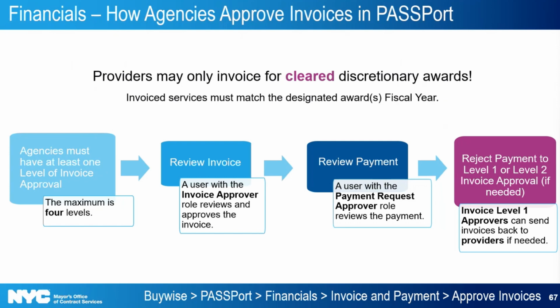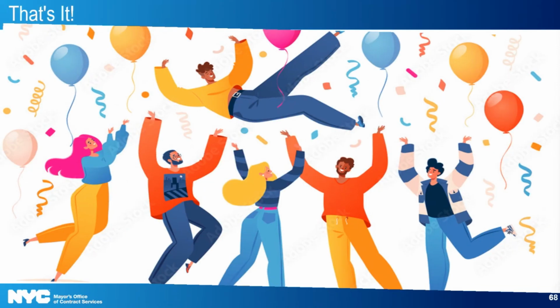Afterwards, the payment request approver will review the payment. If there are any issues, they may reject the payment to return it to the invoice approver levels, who can then return the invoice to providers for edits. Otherwise, agencies can approve the invoices and providers will be sent their payment through PIP or FMS within 2 weeks of approval.